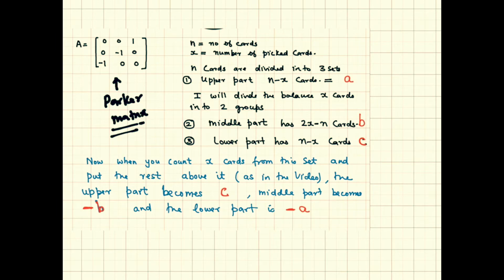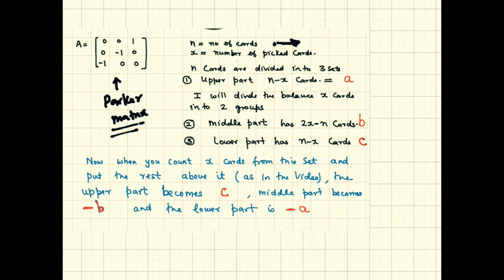Imagine that we had n cards to begin with, out of which we are taking x cards. So the number of cards that are picked is x cards. So we have n minus x cards. So we are dealing down x cards and we now have n minus x cards which we are holding in our hand. That is called the upper part. So the upper part has n minus x cards which we will call A.